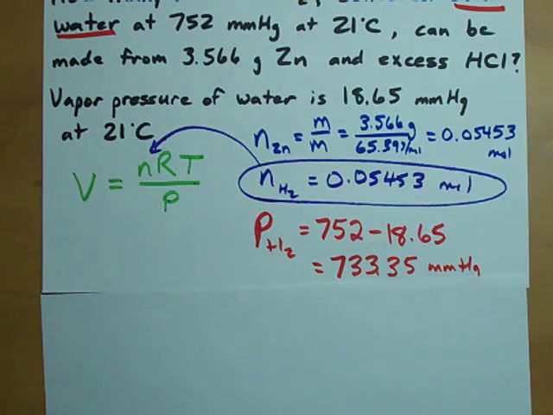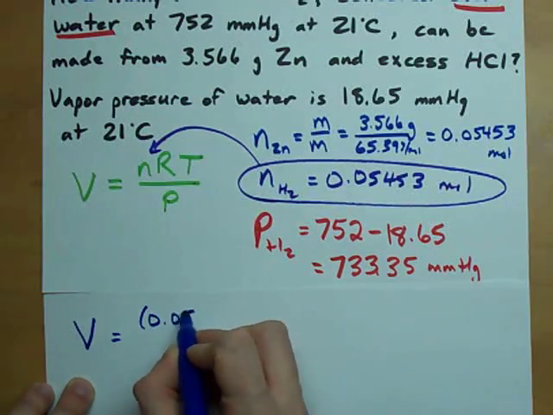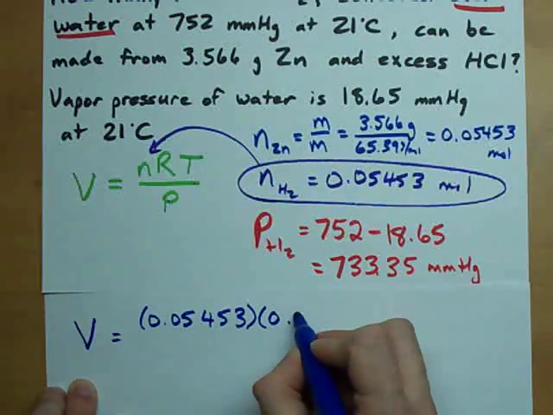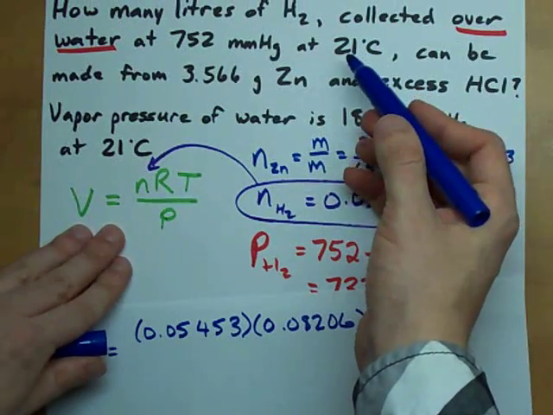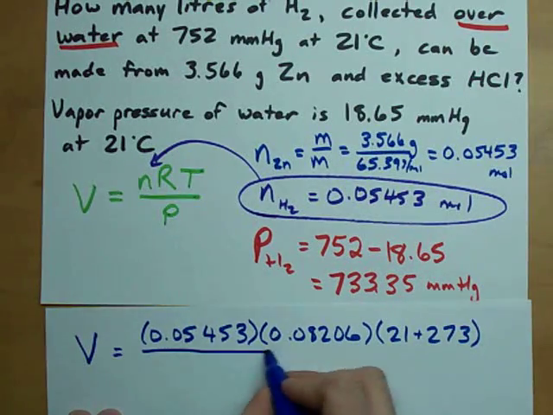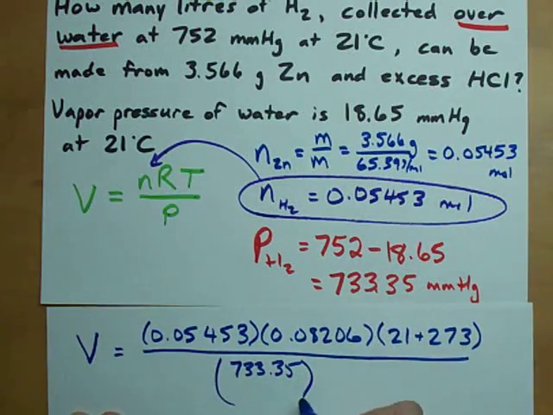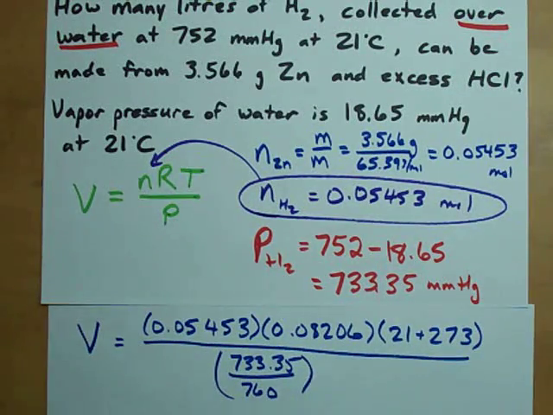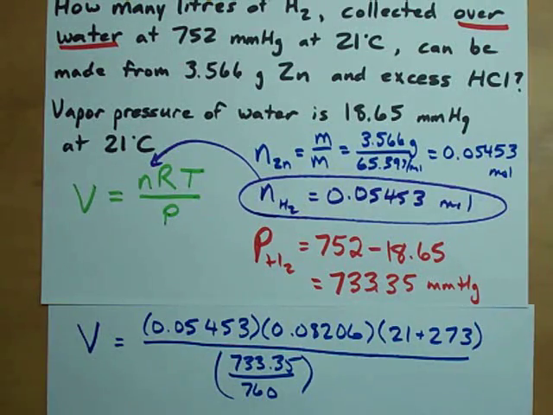The total volume of hydrogen that we're going to get is the number of moles, 0.05453. R is always 0.08206. Temperature, 21 degrees Celsius, but let's convert that to Kelvin by adding 273. And the pressure, 733.35, but we got to convert that to atmospheres. So I'm going to divide it by 760. That's the conversion rate to go from millimeters of mercury, aka torr, to atmospheres.